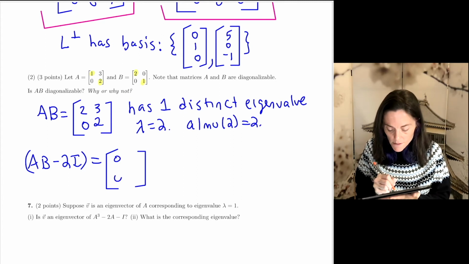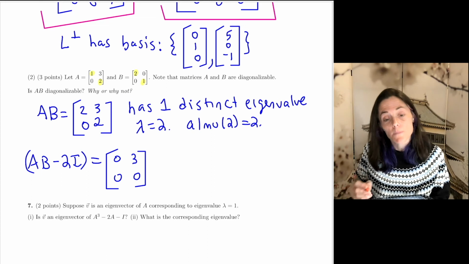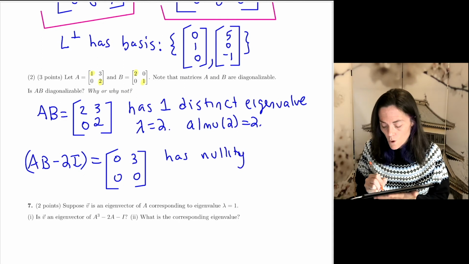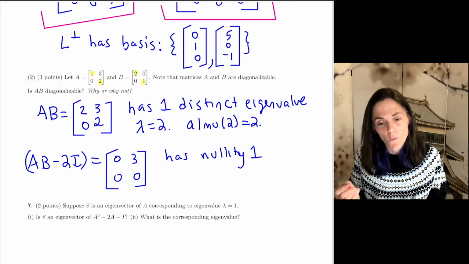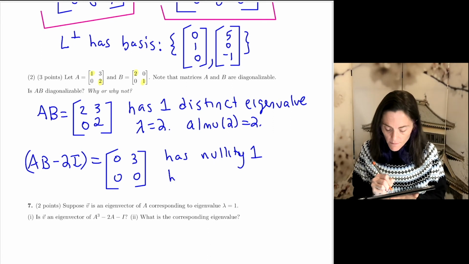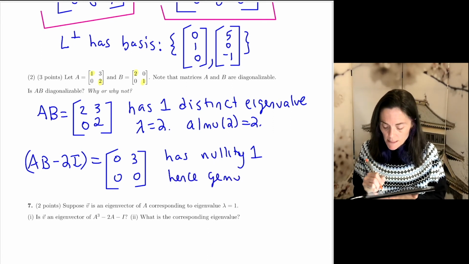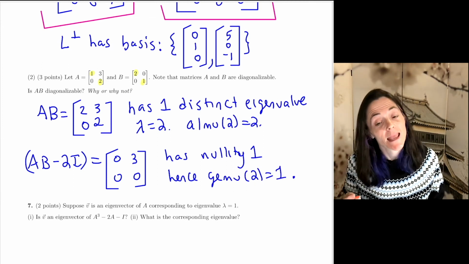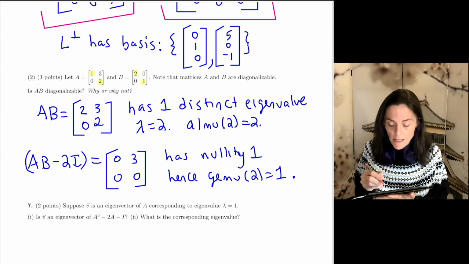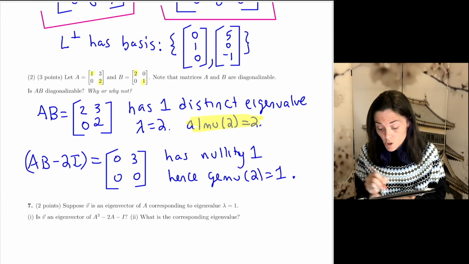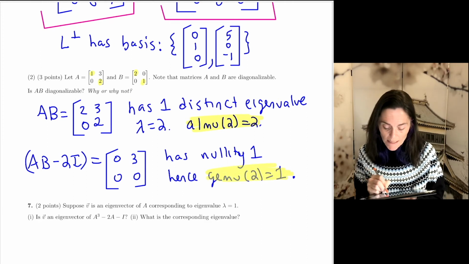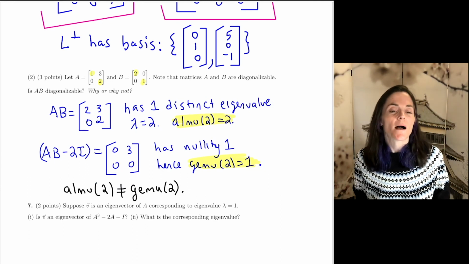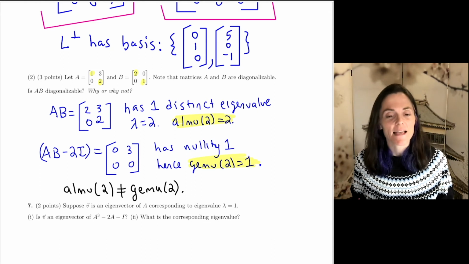We have 0, 0, 3, 0. And this matrix has nullity 1. Its rank 1 is also nullity 1, which means the geometric multiplicity of this eigenvalue is just 1. And so that says that AB is not diagonalizable, because we need to have 2 linearly independent eigenvectors corresponding to this eigenvalue, and we do not. So this is why the product AB is not diagonalizable.